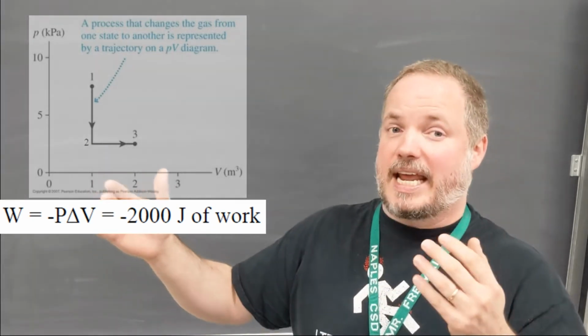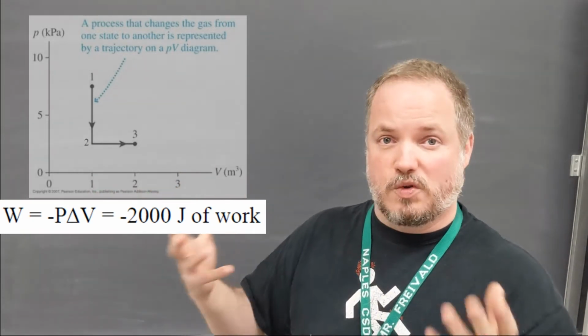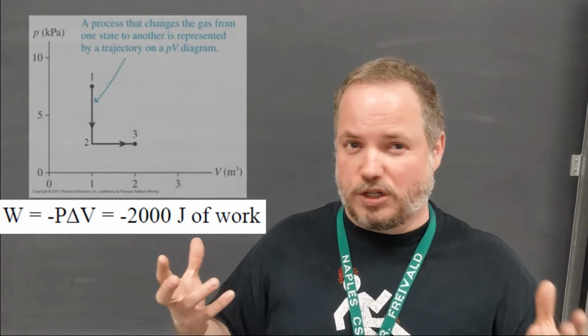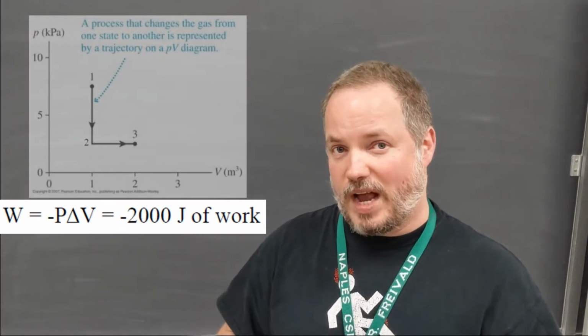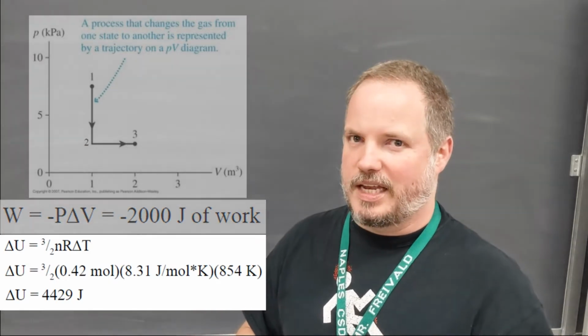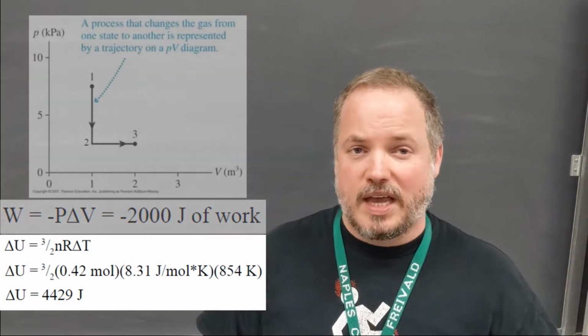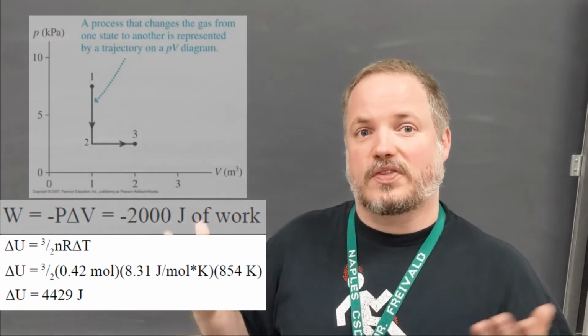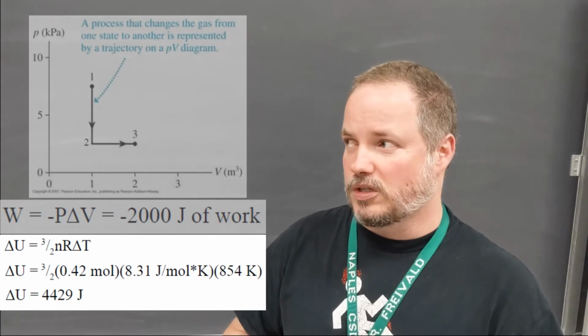Remember, it's expanding, so that work is negative. It's removing energy from the gas. But what was the change in internal energy of the gas? Here's that thing you have to memorize again. U equals 3/2 nRT. If you plug in U equals 3/2 nRT for state 2, and you do it again for state 3, and you subtract, you end up with 4,429 joules.